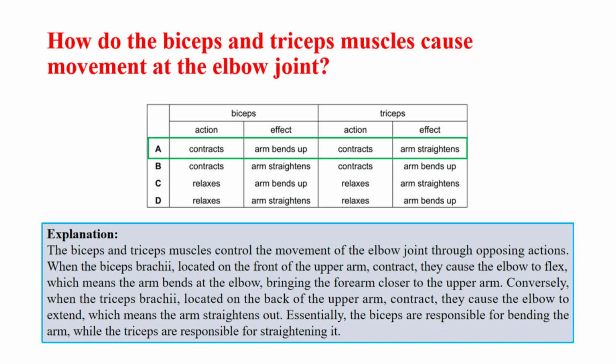This is because when the biceps brachii, located on the front of your upper arm, contract, they cause the elbow to flex, or bend, bringing your forearm closer to your upper arm. On the other hand, when the triceps brachii, found on the back of your upper arm, contract, they extend the elbow, straightening the arm. So, the biceps are responsible for bending the arm, and the triceps are responsible for straightening it.